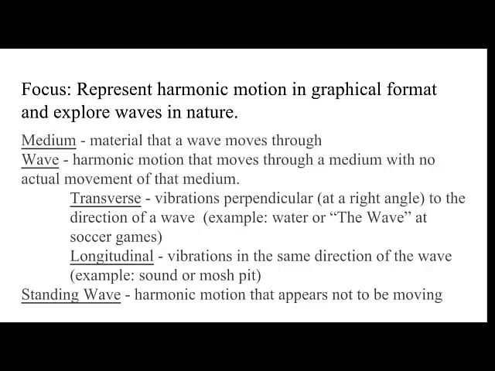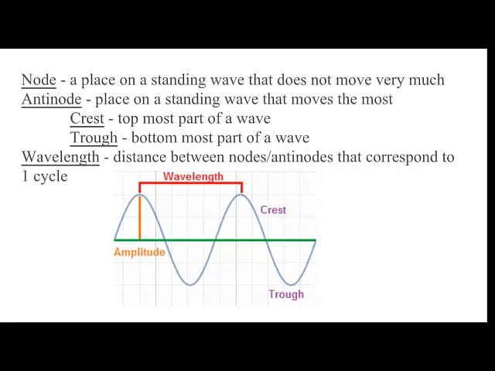A standing wave is harmonic motion that appears not to be moving. You know that it's moving, but the shapes that are generated repeat themselves so frequently that it appears that the wave is standing still. A node is a place on a standing wave that does not move very much. So, for example, right there would be a node, and right here would be a node, and right here would be a node.